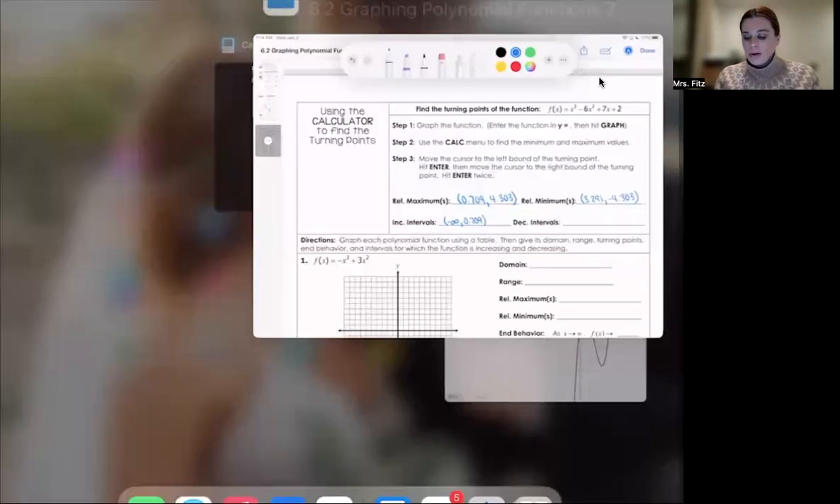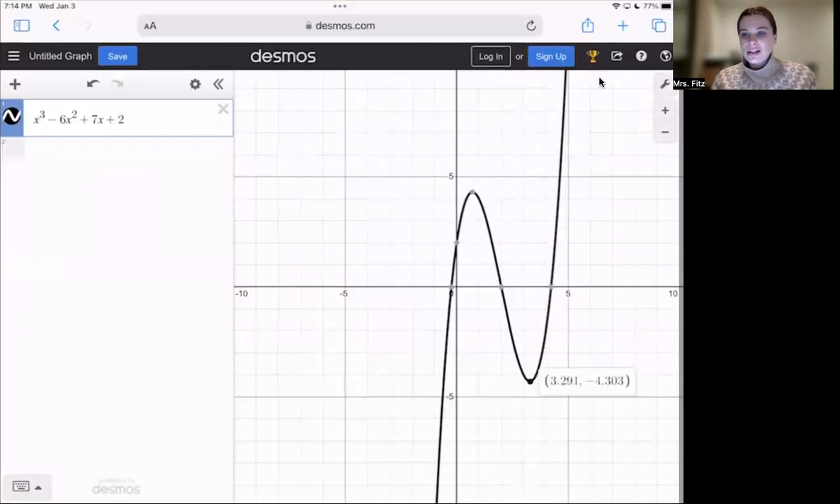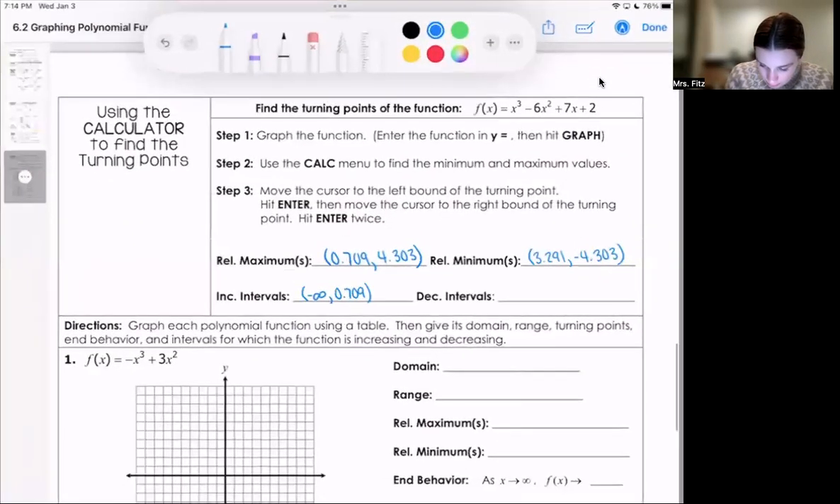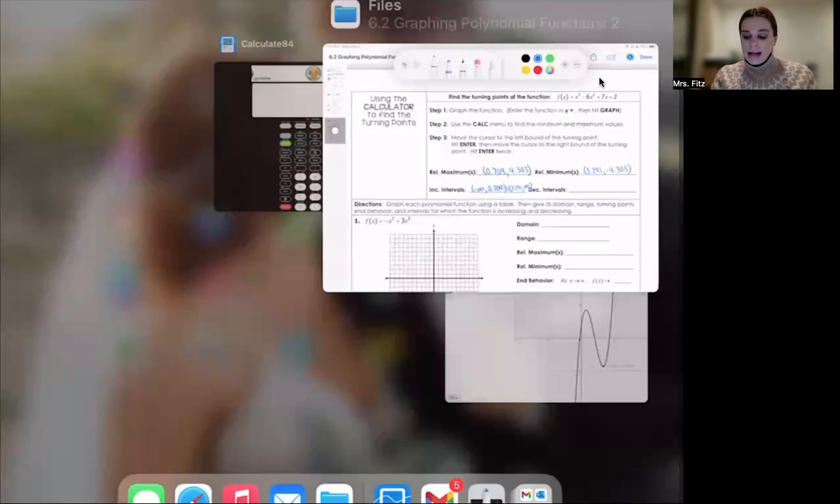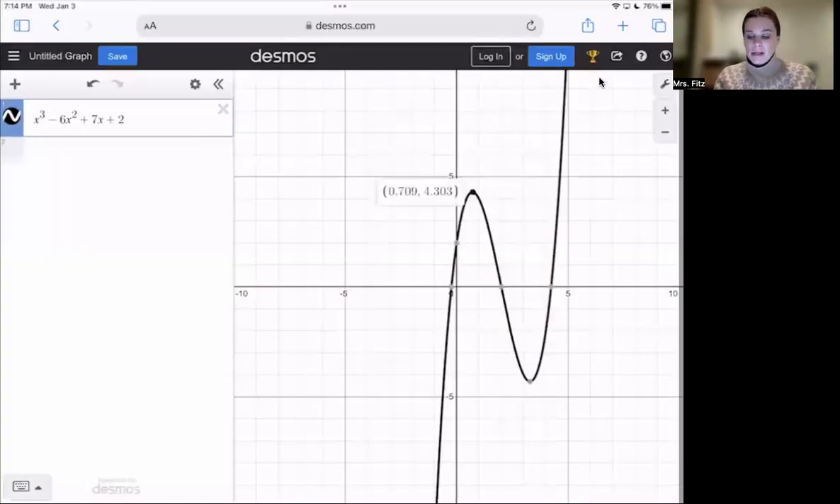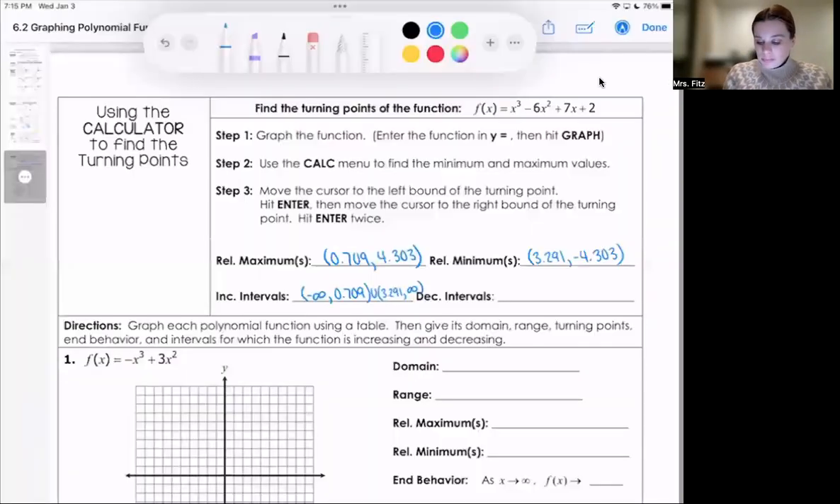Now, looking back at the graph, it looks like it actually starts increasing again after 3.291. So it's going to be union 3.291, and then it's just going to keep increasing to infinity. Now, where it's decreasing is right in between the maximum and the minimum. So from 0.709, notice I trace my graph, my finger will go down until I hit 3.291. So 0.709 to 3.291.